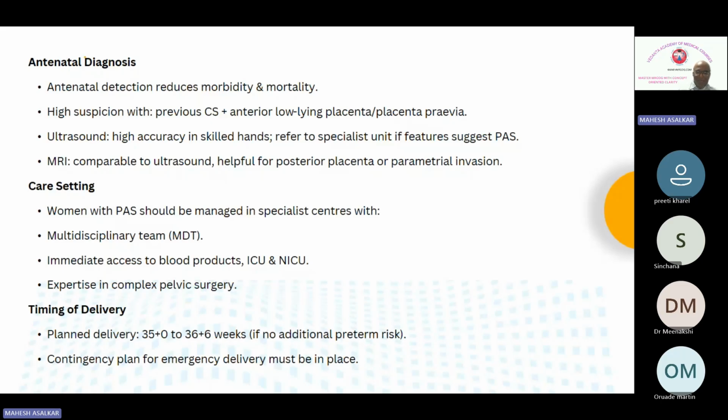Okay. Then what is the timing of delivery? For placenta accreta spectrum, it is 35 to 36.6 weeks, if there is no additional preterm risk. What we have seen in placenta previa: 34 to 36.6 weeks if it is associated with recurrent bleeding or high risk, in our previous slide. And if it is asymptomatic, then 36 to 37 weeks of gestation. Now we are talking about placenta accreta spectrum, the planned delivery between 35 to 36.6 weeks. There it was 34. Here it is 35 to 36.6 weeks. Okay. And a contingency plan for emergency delivery must be in place.